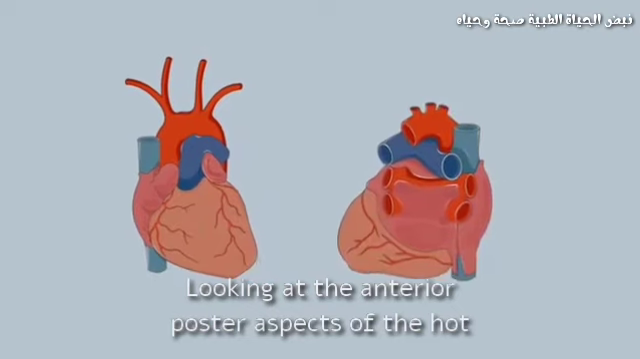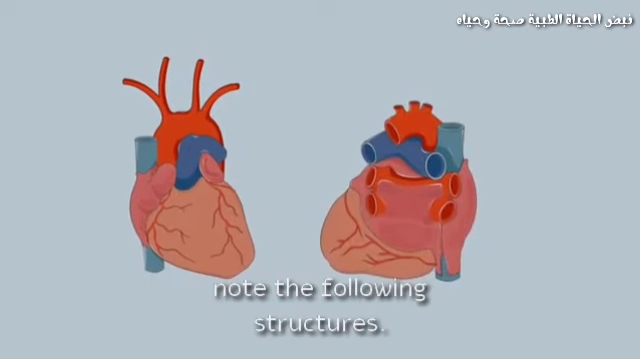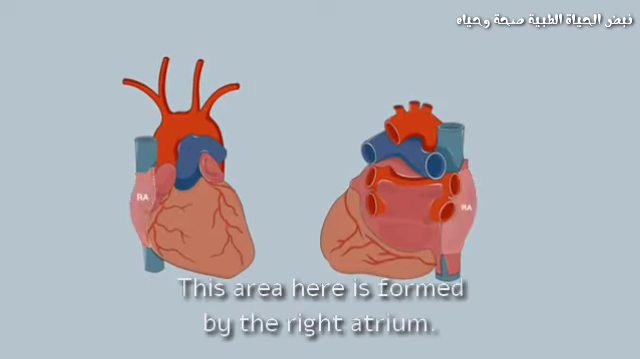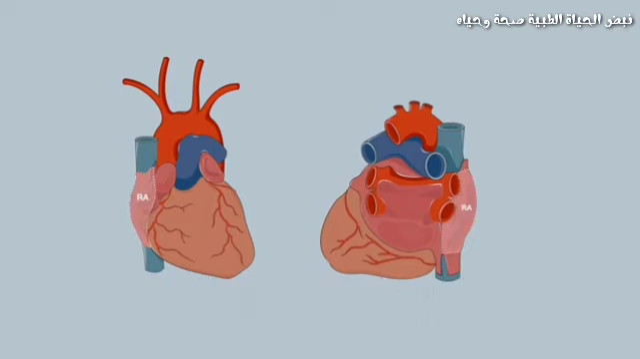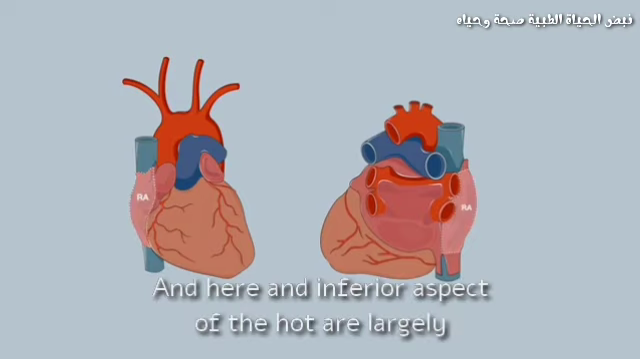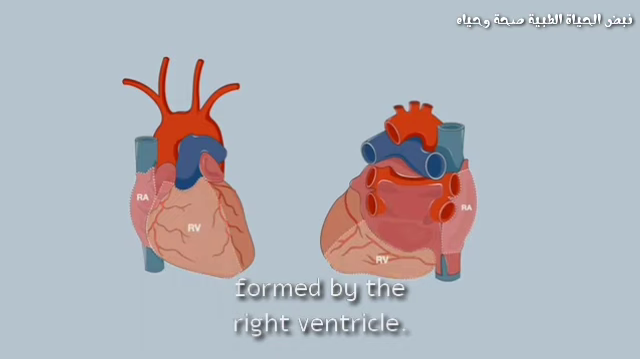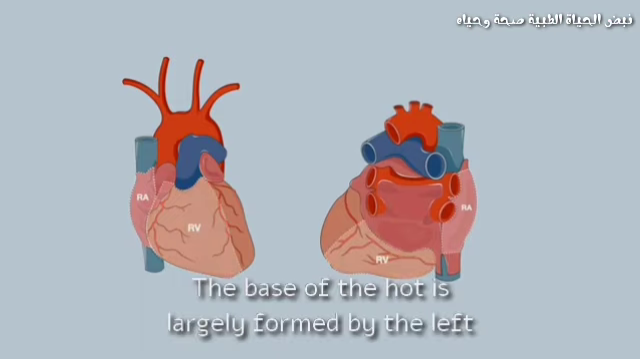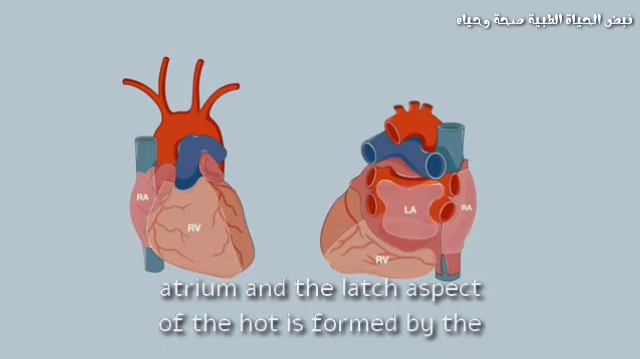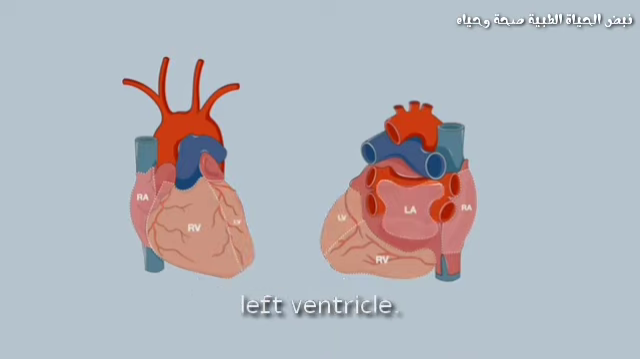Looking at the anterior and posterior aspects of the heart, note the following structures. This area here is formed by the right atrium. The anterior and inferior aspect of the heart are largely formed by the right ventricle. The base of the heart is largely formed by the left atrium, and the lateral aspect of the heart is formed by the left ventricle.